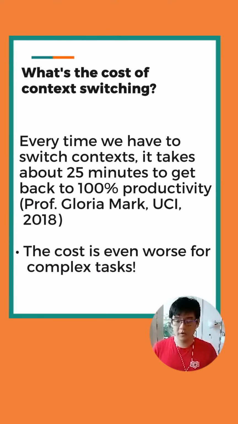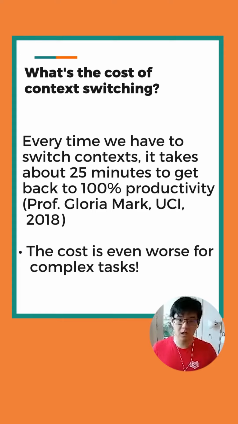There have actually been quite a handful of studies done on what the actual cost of context switching is. We can actually quantify it. Every time we switch contexts, it takes about 25 minutes to actually get all the way back to 100% productivity. And that's for simple tasks. For complex tasks, it's even a lot worse.